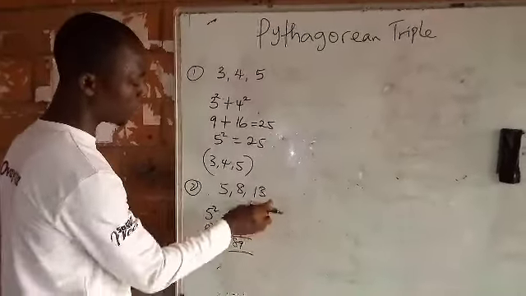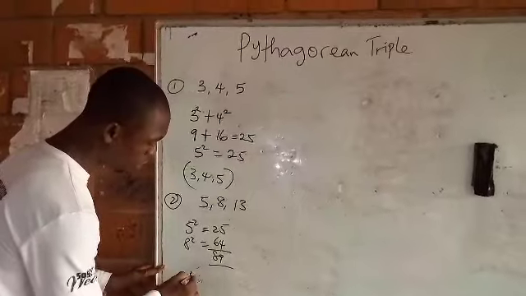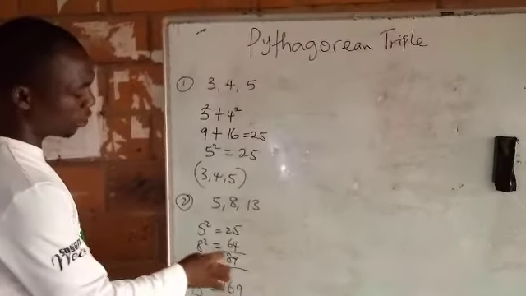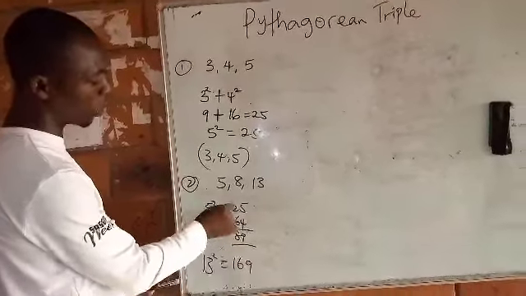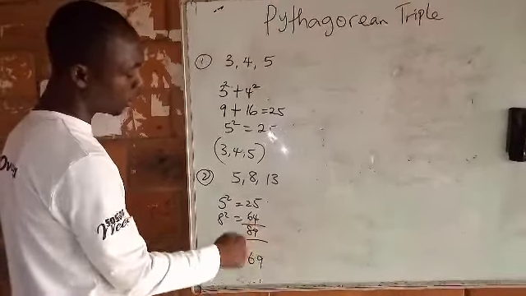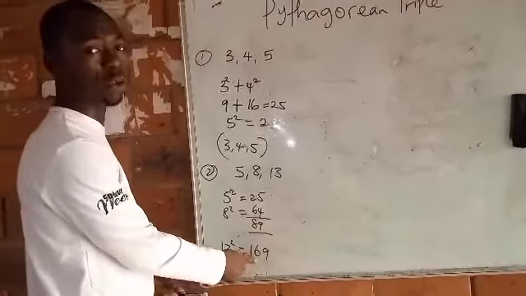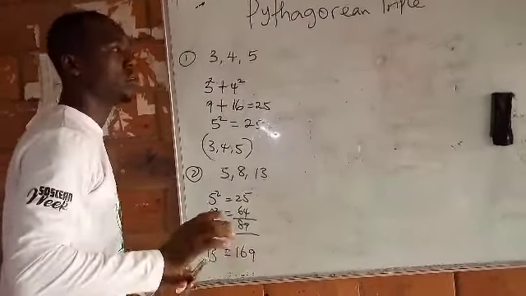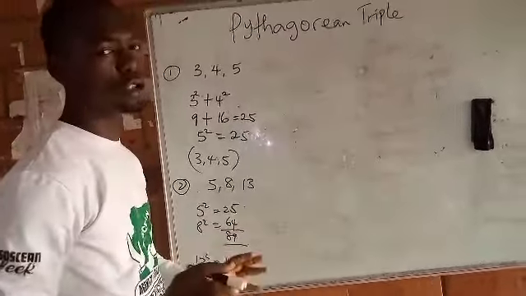Now, the largest one is 13. 13 squared is 169. And we can see that the sum of the squares of these two smaller numbers is not the same thing as the square of the largest one. So that means 5, 8, 13 do not form a Pythagorean triple.